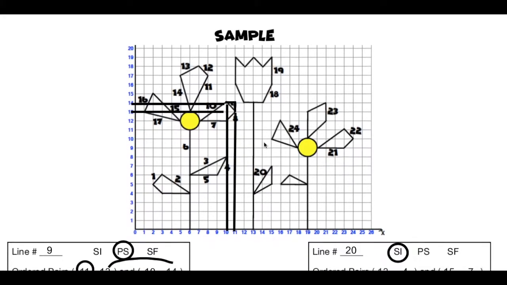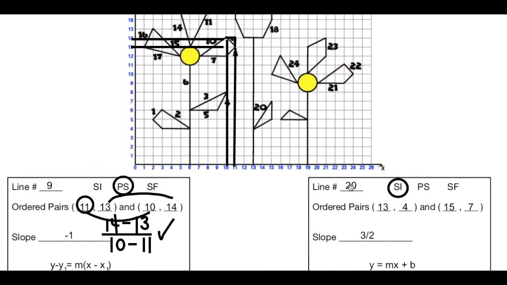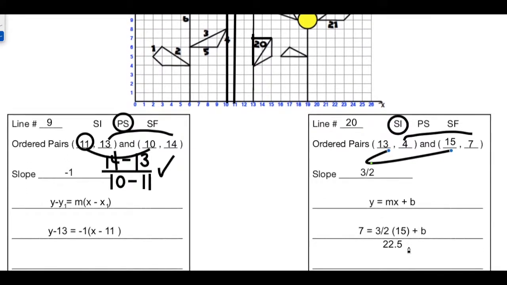For my next example, I'm going to be writing an equation in slope-intercept form. So you can see that I have written down line number 20 and circled slope-intercept, and I've listed the two ordered pairs that make up line 20. And to find the slope, I can count up and over right on my document. So that's up 3 and then over 2. Or I can do the math and say 7 minus 4 is 3, and then 15 minus 13 is 2. So in slope-intercept form, we have y equals mx plus b.